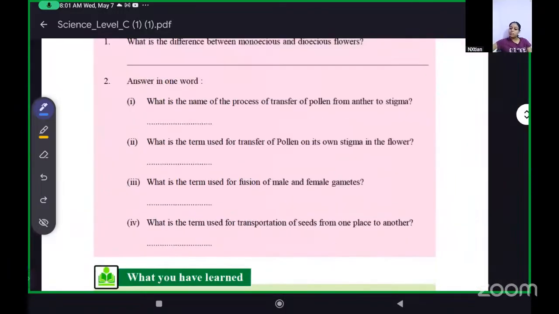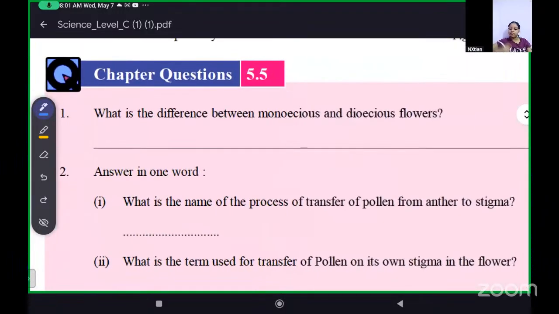Let's try out some questions of 5.5. What is the difference between monoecious and dioecious flowers? Can you answer the first one?